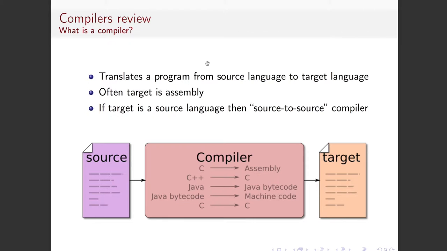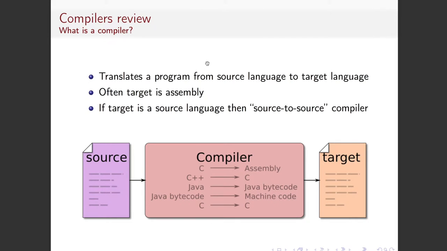Okay, so C to C compilers are called source to source compilers. We'll do that in the next slide. But you are right in that most of the time the compilers go from a high level language down to assembly code or something like that. At least all the compilers you care about.